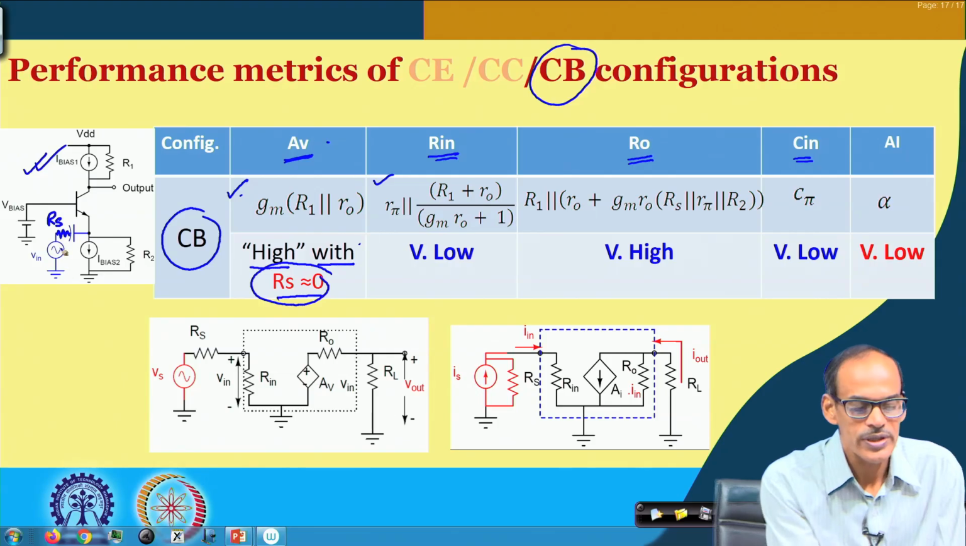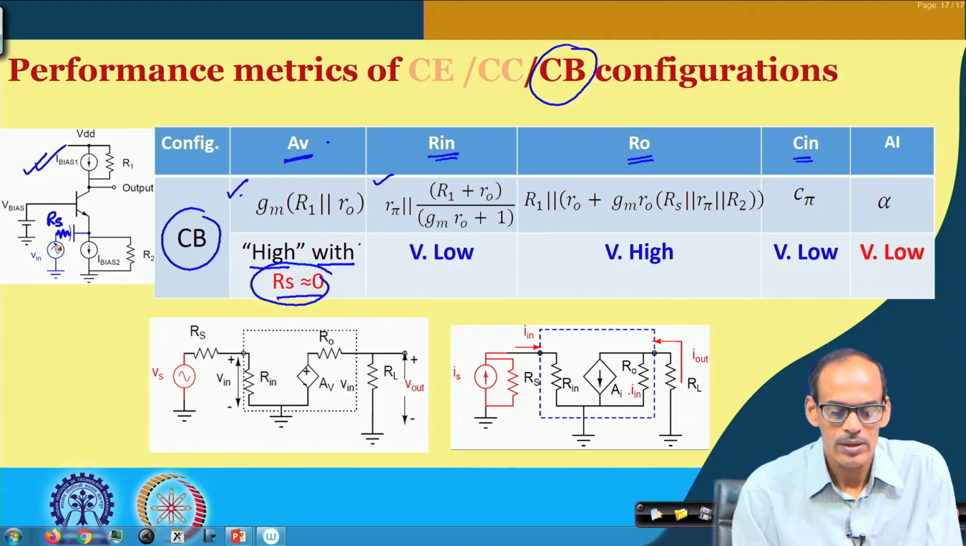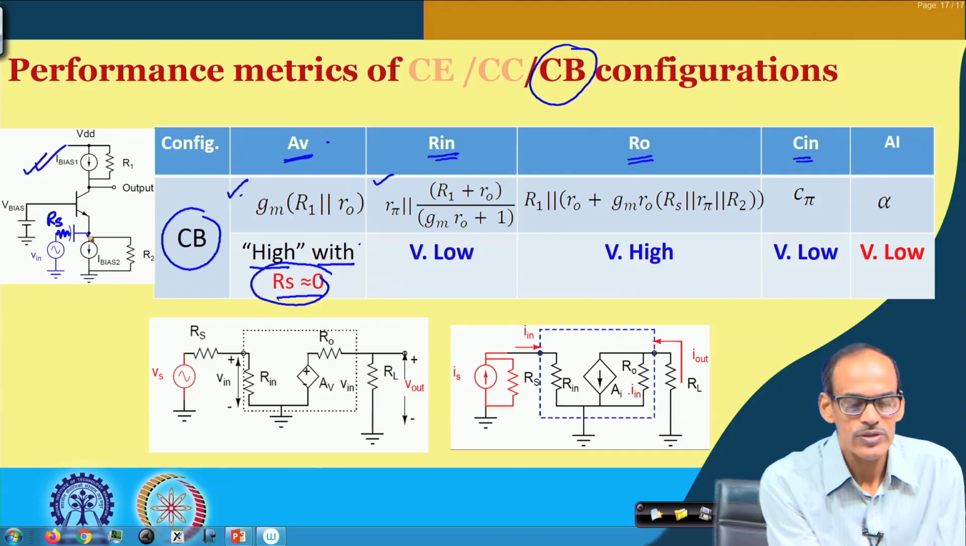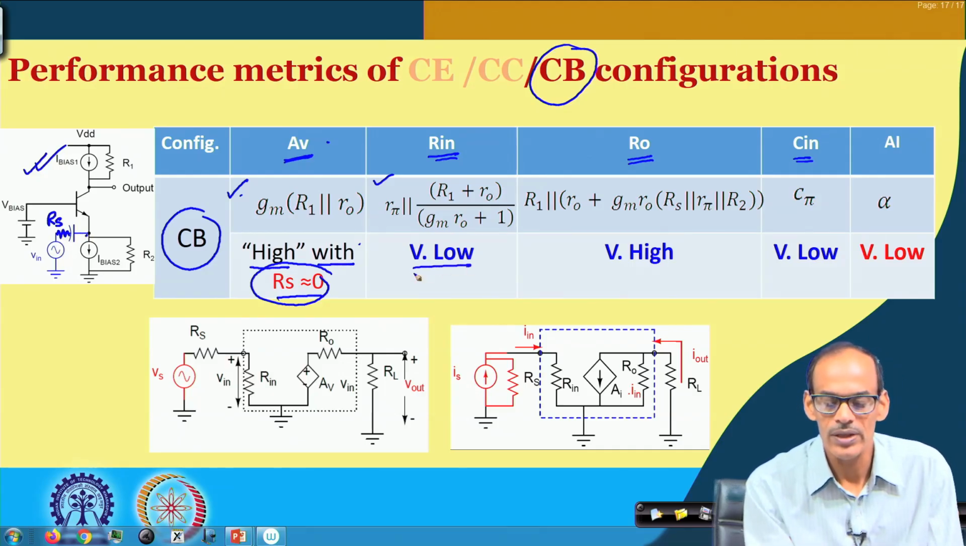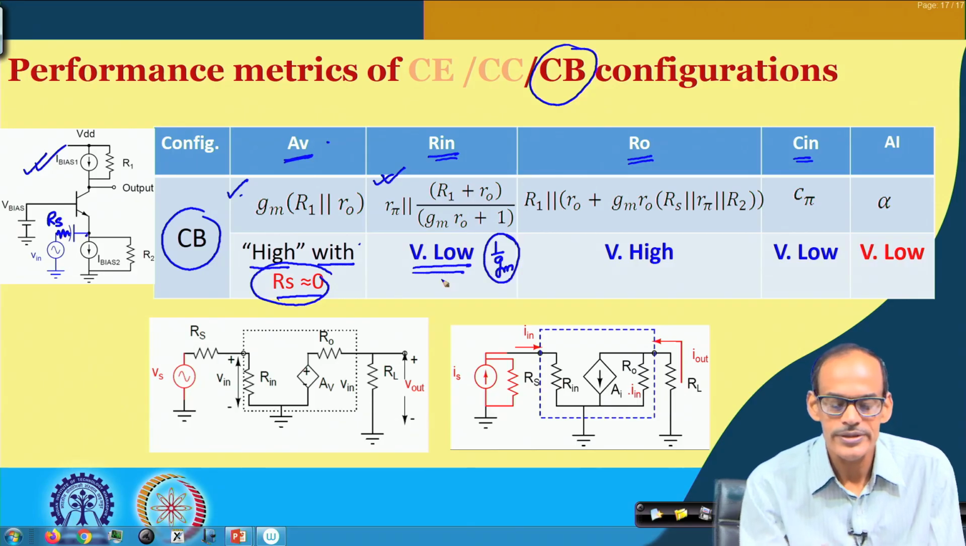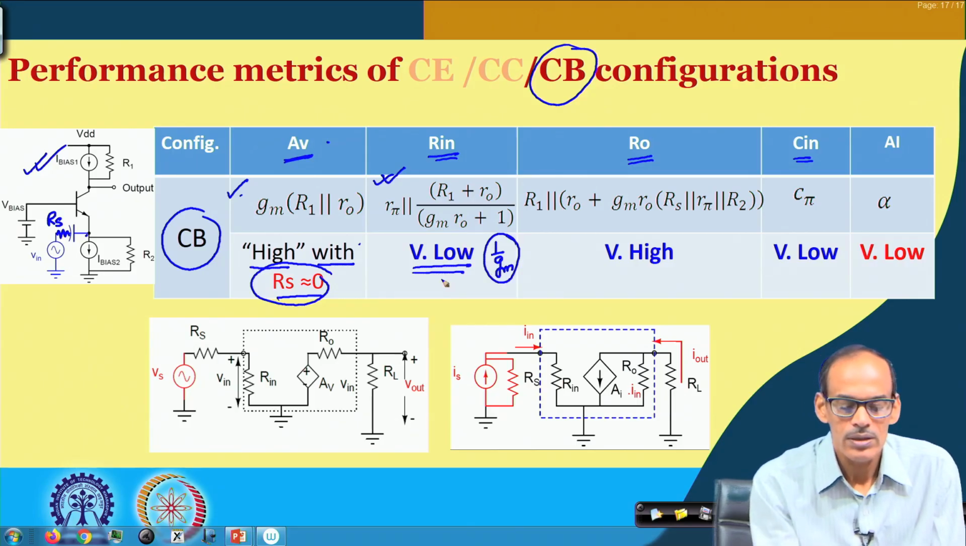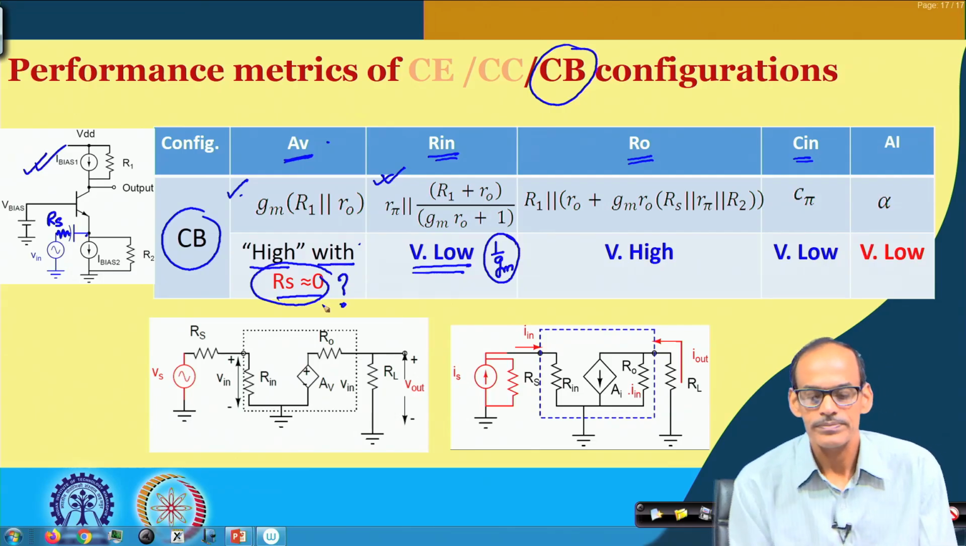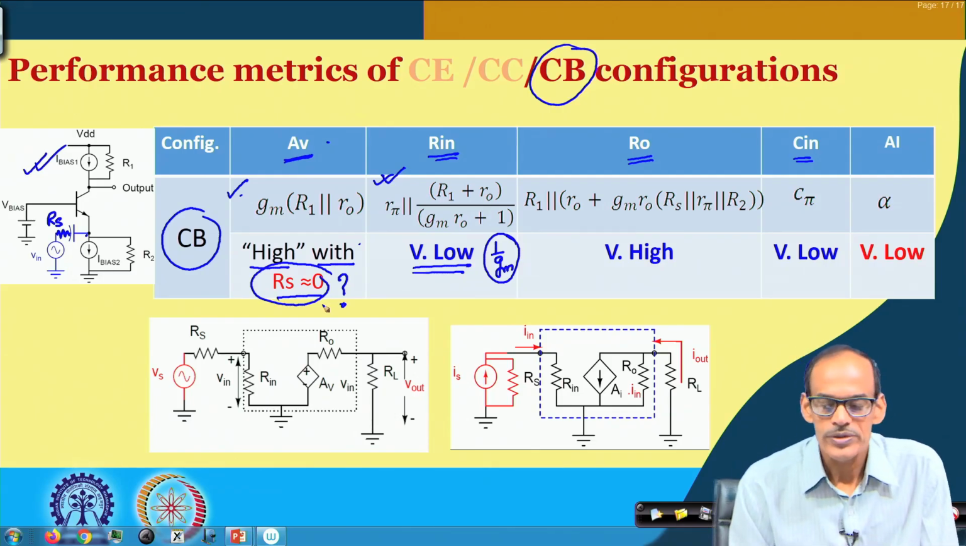But if the source resistance has a significant value, then due to the input impedance of this configuration being low, rather very low, and the reason is given here, the expression is given here. From that we can derive that the input resistance is in fact in the order of 1 by G m. So, since it is very low, we may or may not be able to satisfy this.